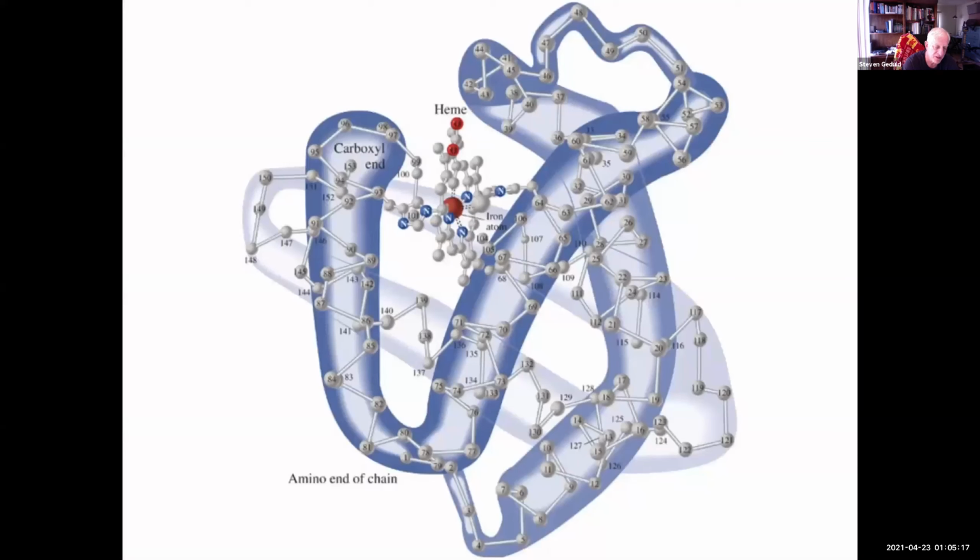And this is your hemoglobin. You got your four chains. You got your heme group with your iron in the center. And that's what holds your oxygen molecules in place.